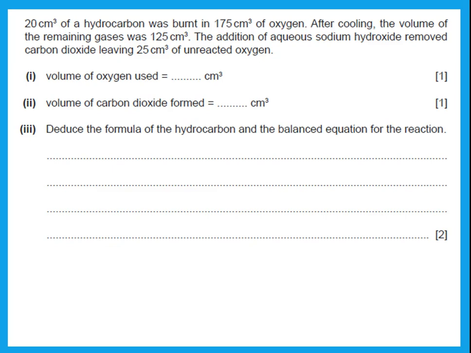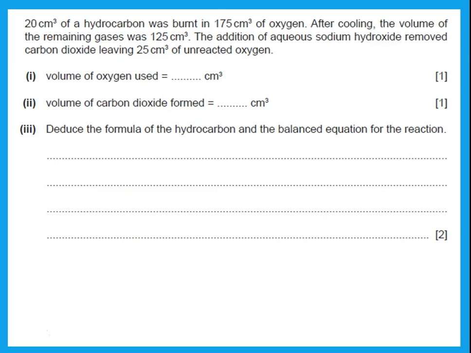This question says 20 cm³ of a hydrocarbon was burnt in 175 cm³ of oxygen. After cooling, the volume of the remaining gases was 125 cm³. Addition of aqueous sodium hydroxide removed carbon dioxide, leaving 25 cm³ of unreacted oxygen. Okay, what is happening here?